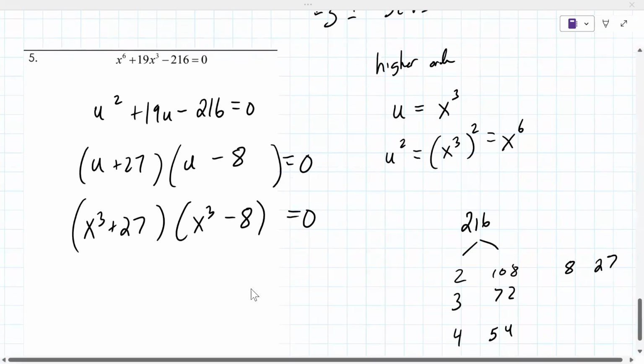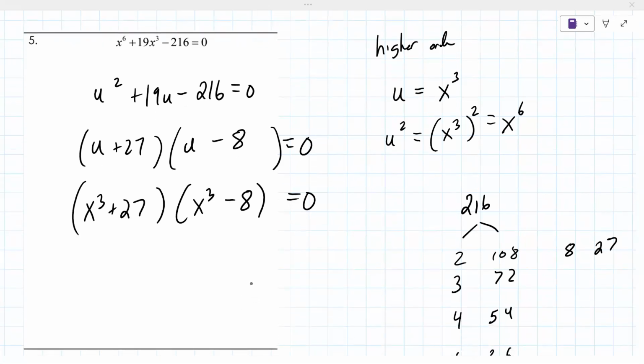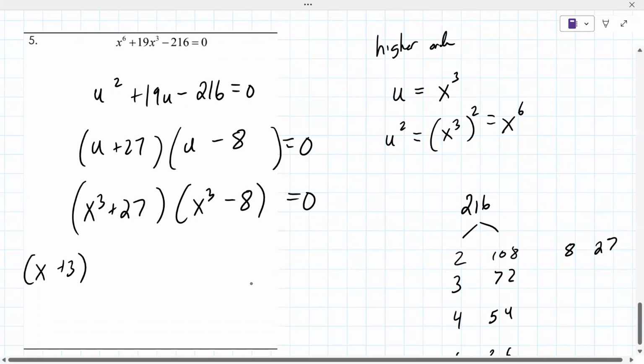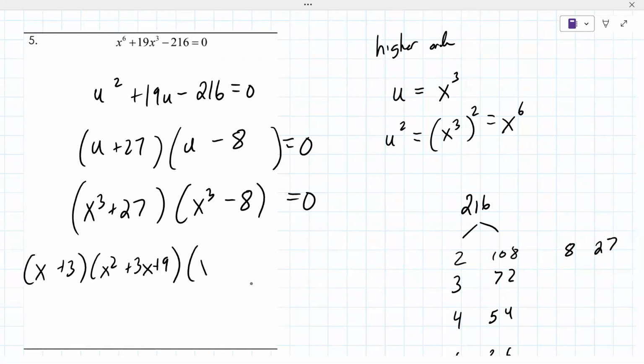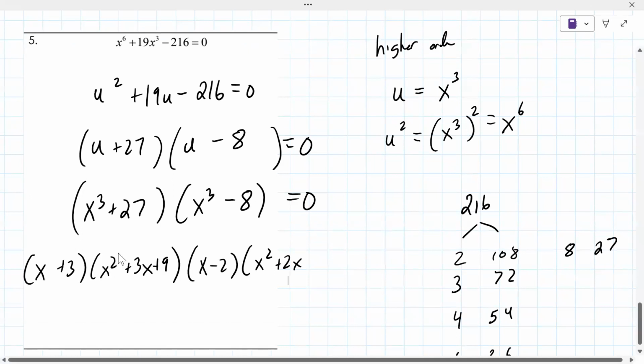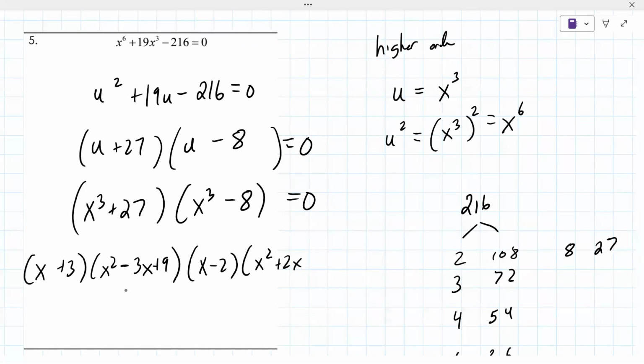So I don't know how comfortable you are with this. It would become x plus 3, x squared minus 3x plus 9, x minus 2, x squared plus 2x plus 4. Actually, sorry, this middle one is a negative. Whoops.